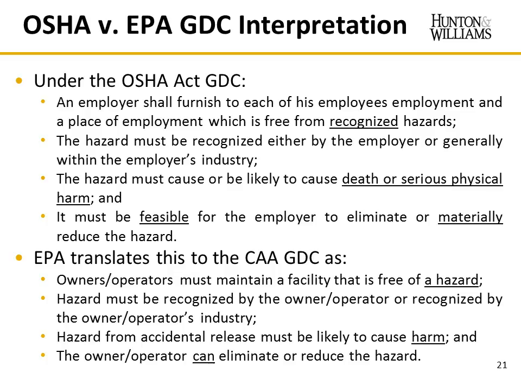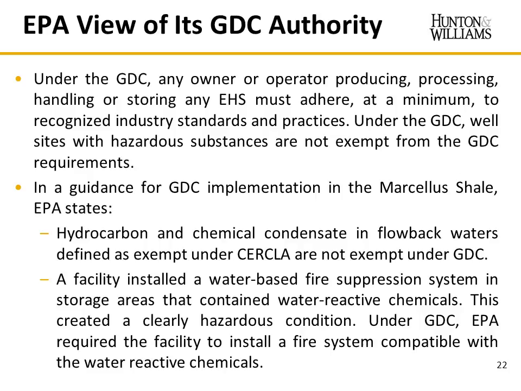they go to "harm" as opposed to death or serious physical harm. And then also the owner or operator can eliminate or reduce the hazard, instead of "if it's feasible to eliminate or materially reduce the hazard." So I just note this difference, and we often hear and experience that OSHA is viewed as a more moderate agency in terms of taking a practical approach and really trying to get in there and help companies solve problems. Some people may have different views of that, but compared to EPA, you just see this difference in approach, even in the guidance document stating what the general duty clause is about.